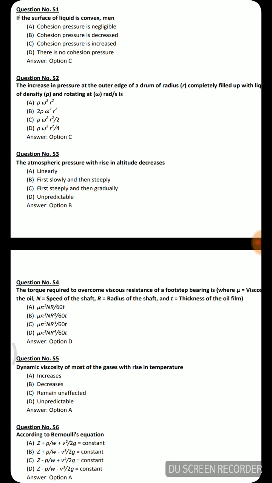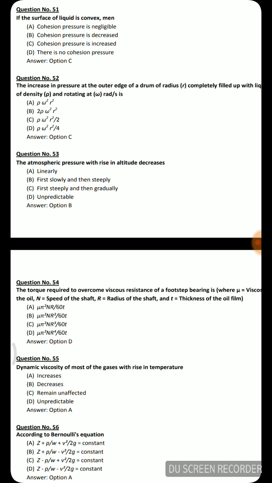Next question: if the surface of the liquid is convex, then option A, cohesion pressure is negligible. Option B, cohesion pressure is decreased. Option C, cohesion pressure is increased. So the correct answer is option C, because if it is convex, the cohesion pressure will be increased.